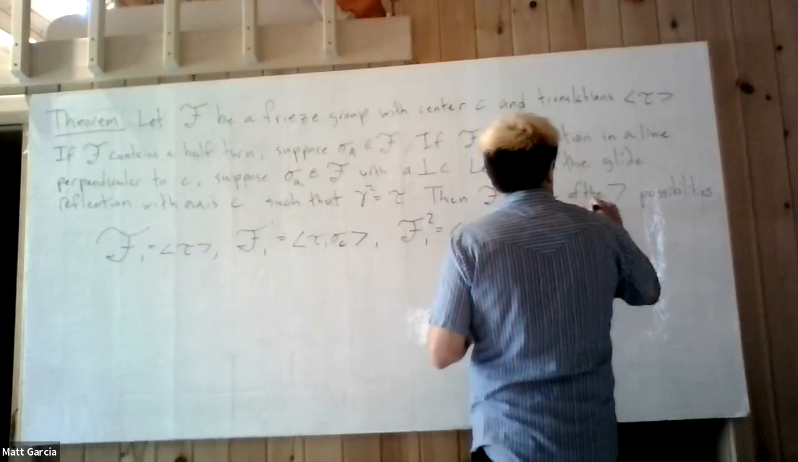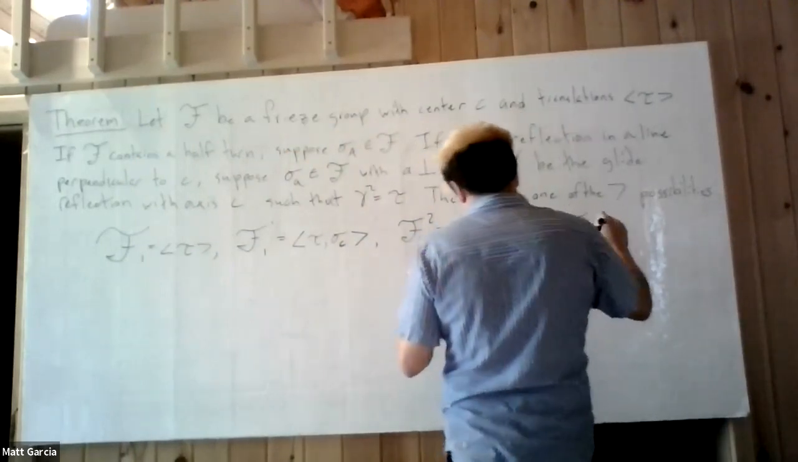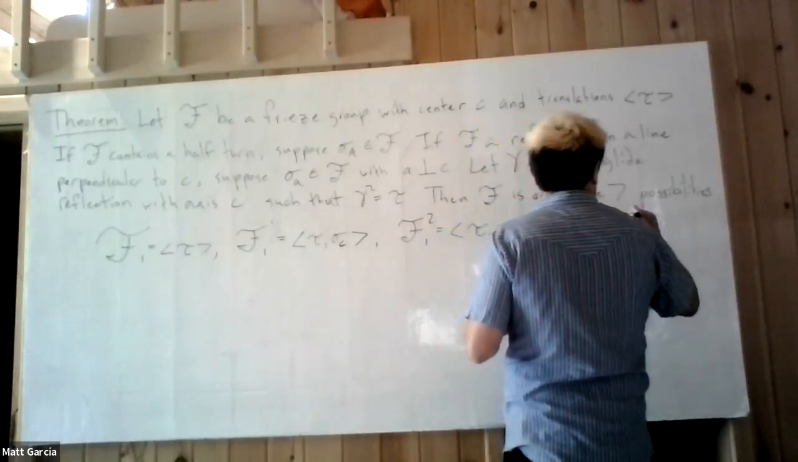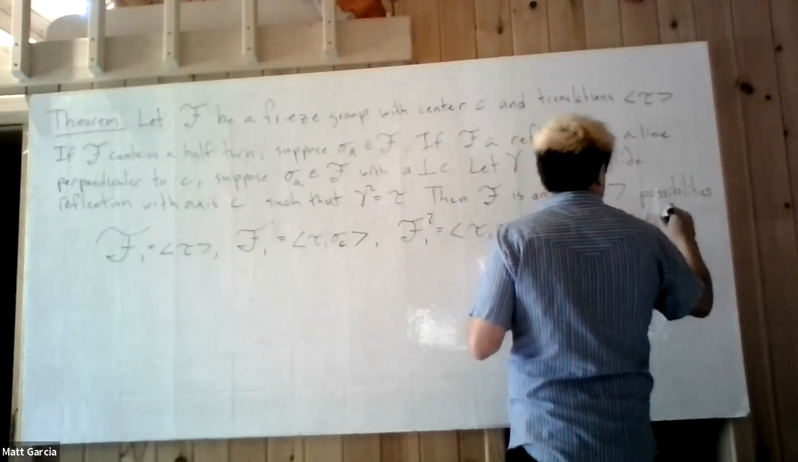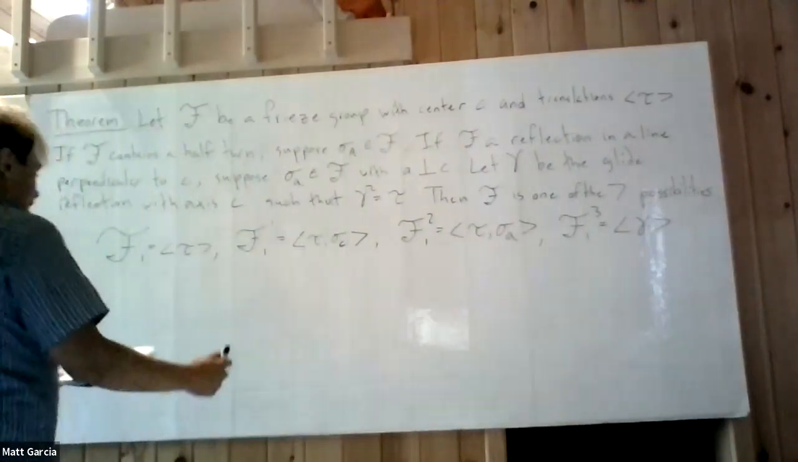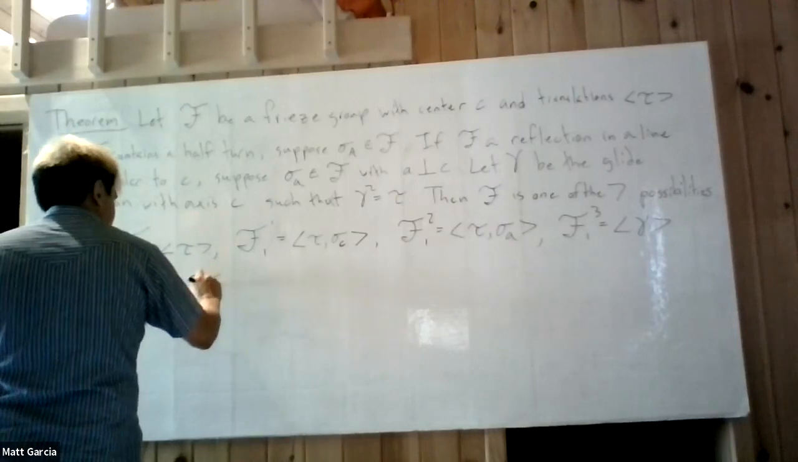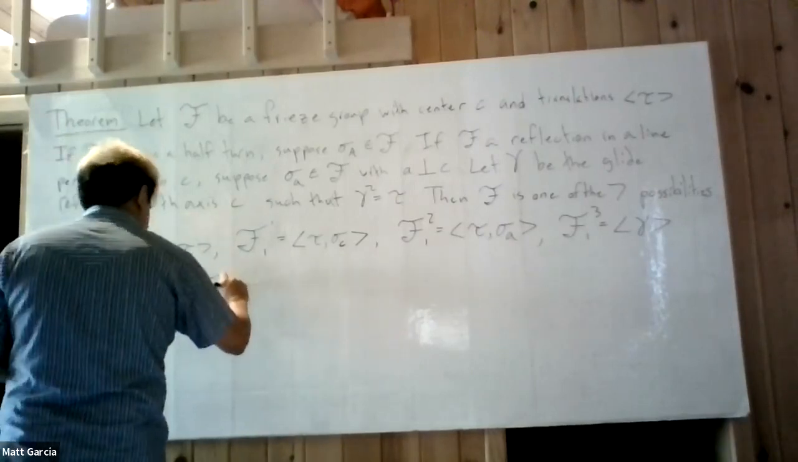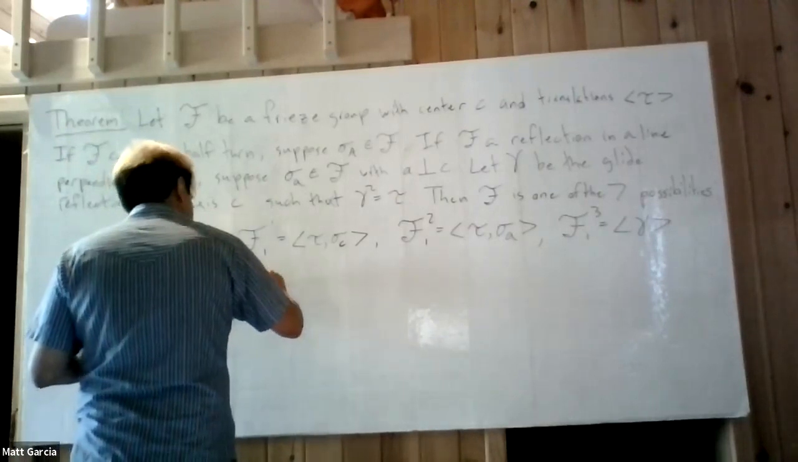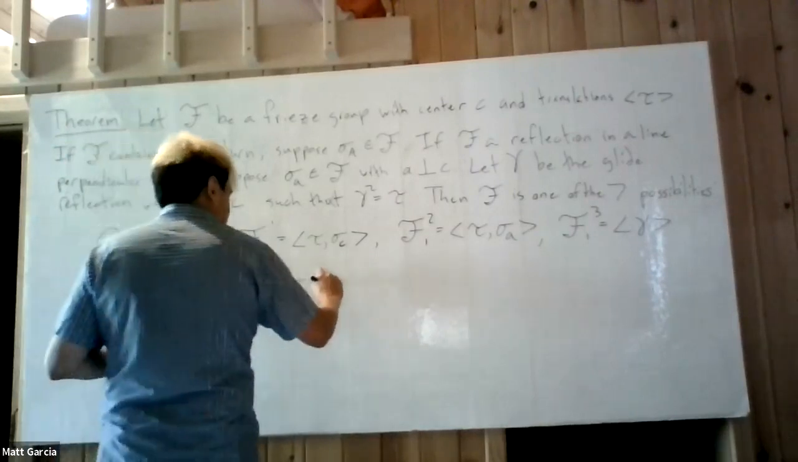Okay, and we also have F13, the group generated by a glide reflection gamma. Then, of course, our second row is F2, the group generated by tau and the half turn sigma A.